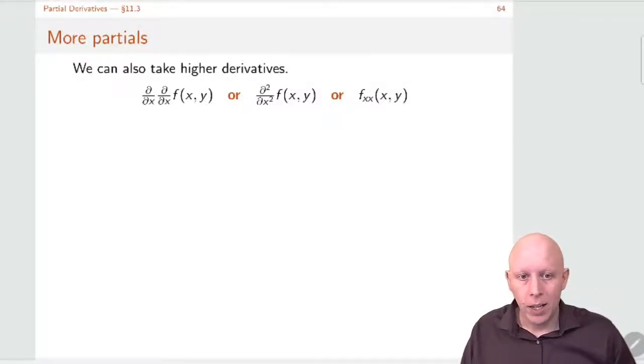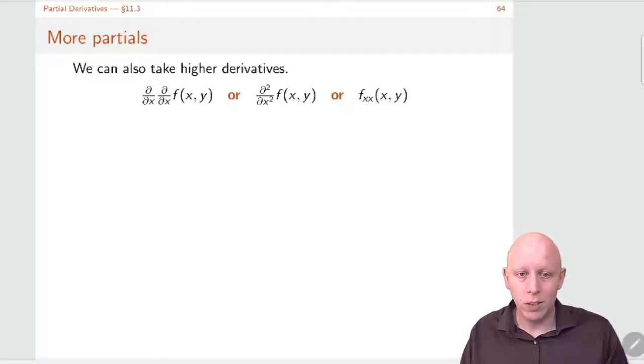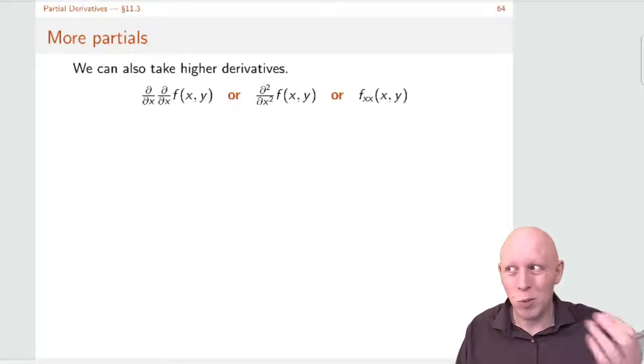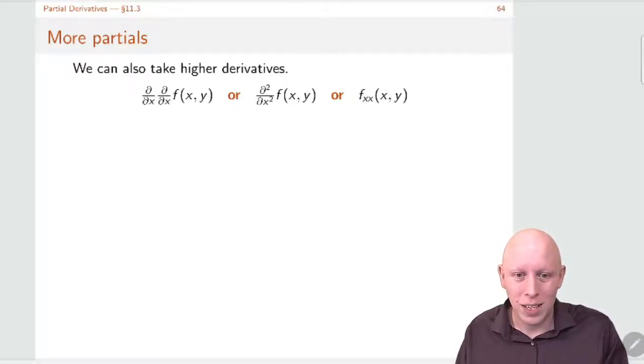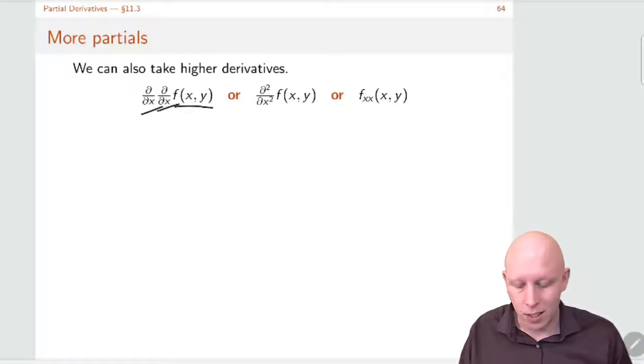Hi, welcome back. We've just been working on understanding how to take a partial derivative and what it means. Once we decide that we're comfortable taking one derivative, let's take another derivative. So, for example, we could take f of xy and take the partial with respect to x, and then take the partial with respect to x again.